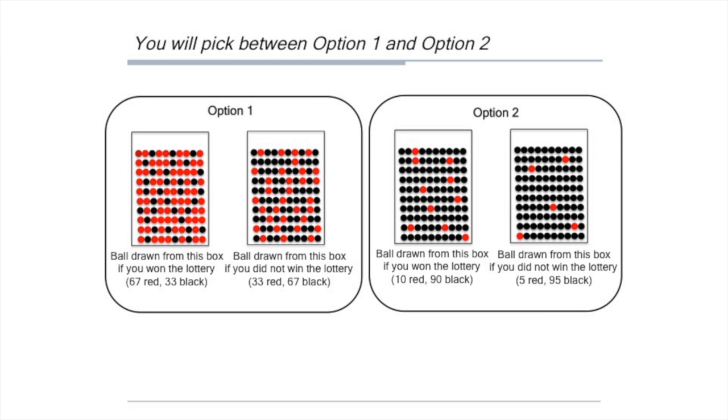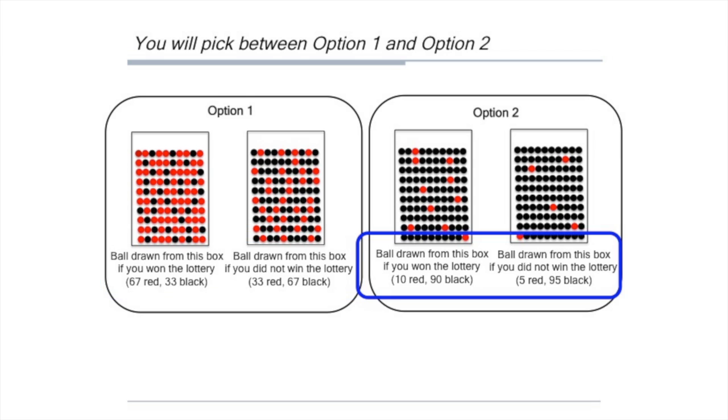Question 4 presents these two options you see on the screen. Take a moment to look at how they differ from one another. If you pick option 1 and you won the lottery, the computer draws a ball from the box with 67 red balls and 33 black balls. And if you lost, it draws a ball from the box with 33 red and 67 black balls.